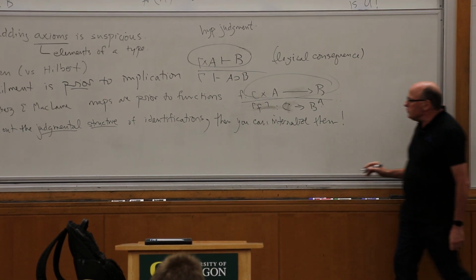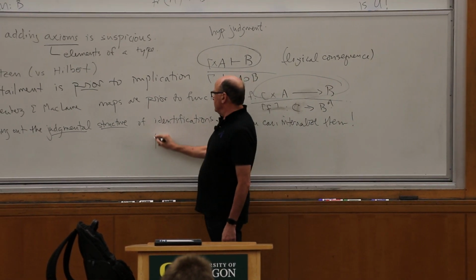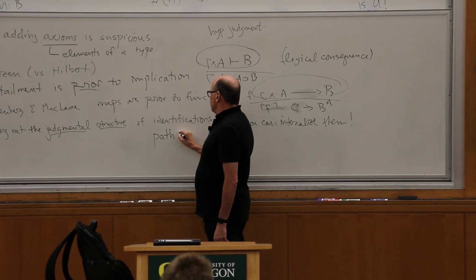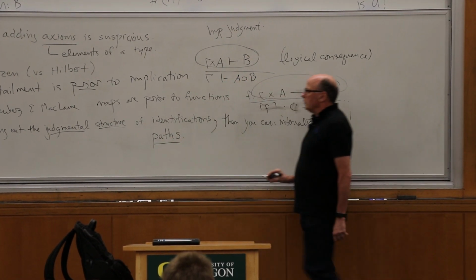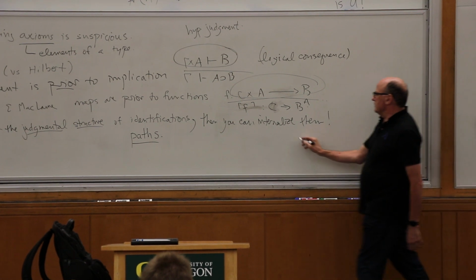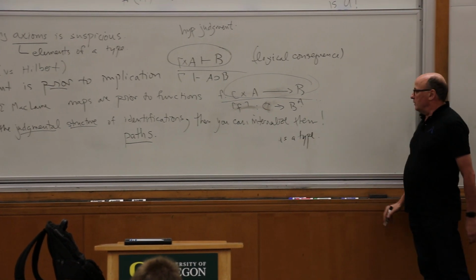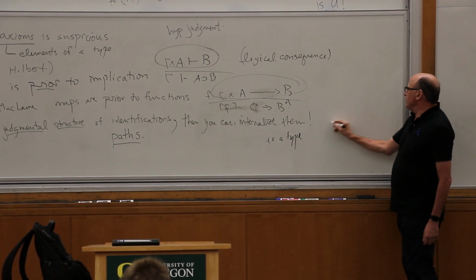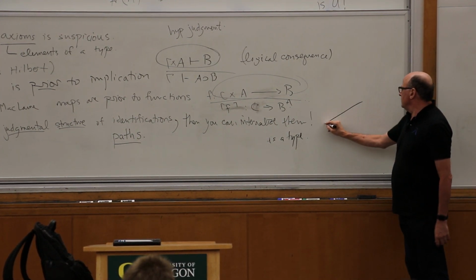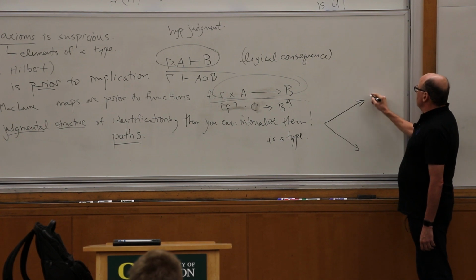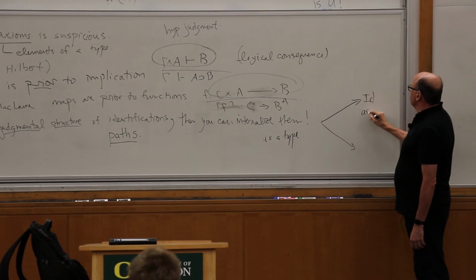So what we want to do is we first want to talk about identification, in which it's easier to call them paths for a reason I'll explain. Then you internalize them as a type. And if you want to know the end of the story, it'll bifurcate. We get Id will emerge as an inductive type.